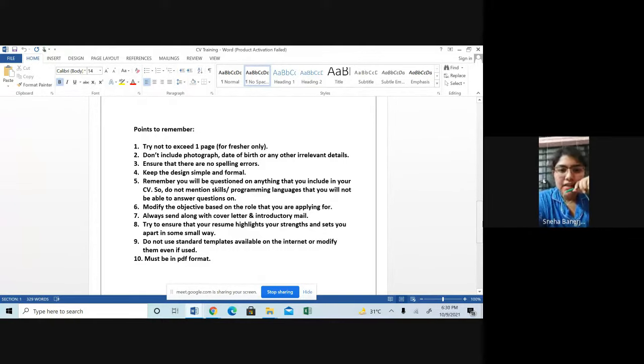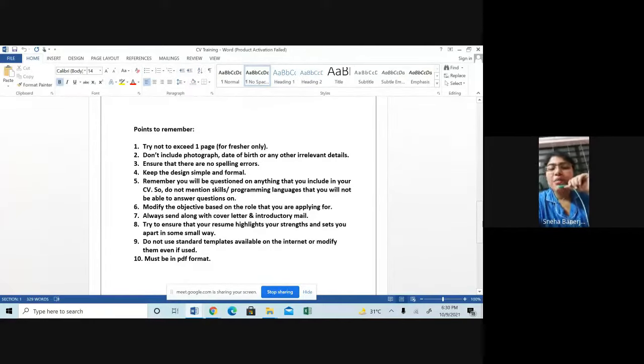So I'll go point-wise. The first thing is try not to exceed one page for a fresher. This is like an unsaid rule. No one states it aloud. But this is something that you must keep in mind because it does not create a good first impression if your resume is more than one page for a fresher. And a lot of recruiters will just take a look at only the first page because they get hundreds and thousands of resumes daily. So they don't want to be reading one single resume for, say, 10 minutes or something like that.